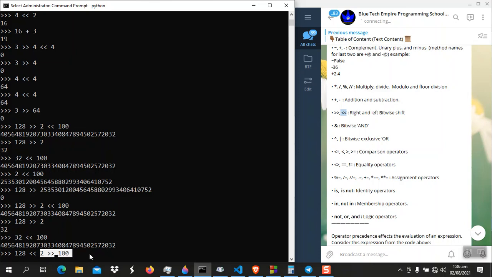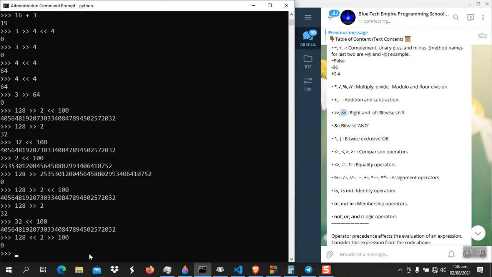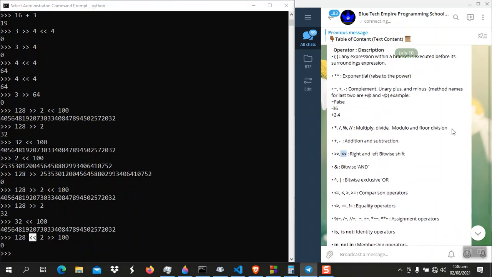Let's see the answer of this one. It's going to give us 0. So you can see this has a higher precedence than this. So I want you to take note from the table here.